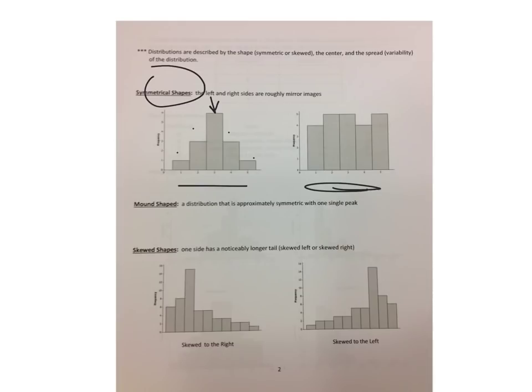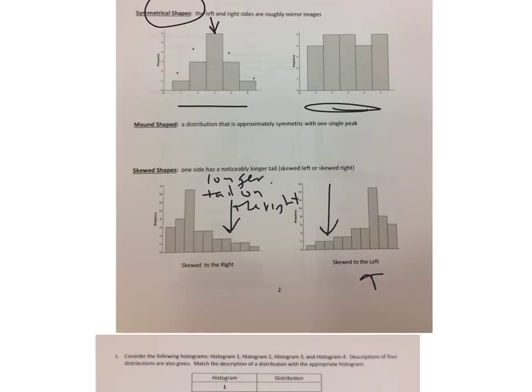Okay? Then on the bottom we talk about skewed shape. One side has noticeably longer tails, skewed left or skewed right. This one here is skewed right, so it has a longer tail on the right. And this one here is skewed left, so it has a longer tail on the left.